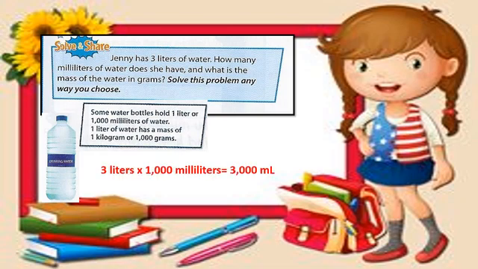So first thing we will do is to convert the 3 liters to milliliters. Since we know that 1 liter is equal to 1000 milliliters, multiply it. So 1000 times 3 is equal to 3000. So 3 liters is equal to 3000 milliliters. Now, what is the mass of the water in grams? Since we know that 1 liter is equal to 1000 grams, we are going to multiply the 3 liters by 1000 grams. So 3 times 1000 is equal to 3000. So the answer is 3000 grams.